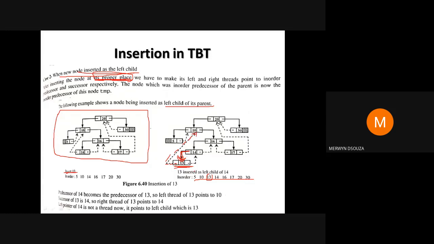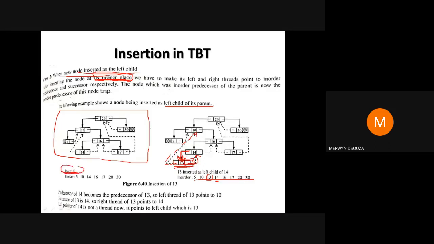Okay. Similarly, for the new node, you see the in order successor. So the successor is 14. So for 14, you are going to draw from the right pointer of 13 a dotted arrow to 14, which is the in order successor. And this is the way you are going to insert a new node.